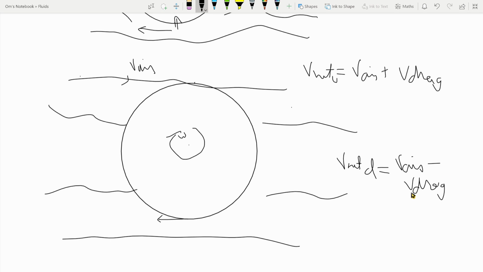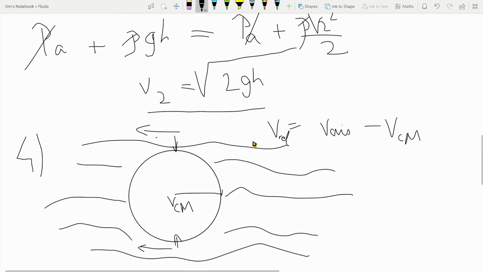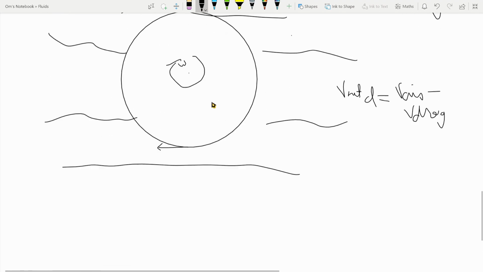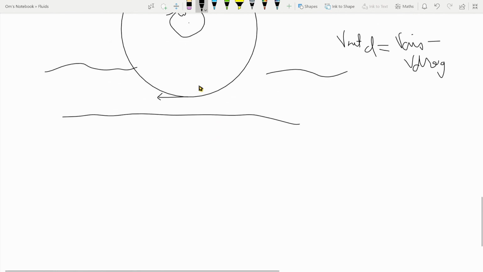The only reason I'm highlighting this is because I want you to know that v net at this point is going to be greater than the velocity at the bottom. Just knowing this fact, you already see where we are heading, because of the general rule stated over here, which states that whenever the velocity is greater, the pressure is lower. Just to make that a bit clearer, let me write the equation again.